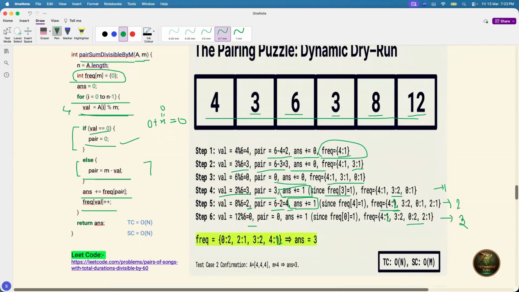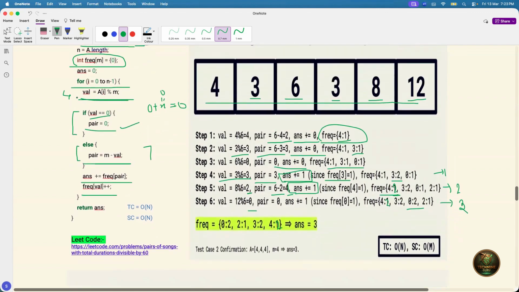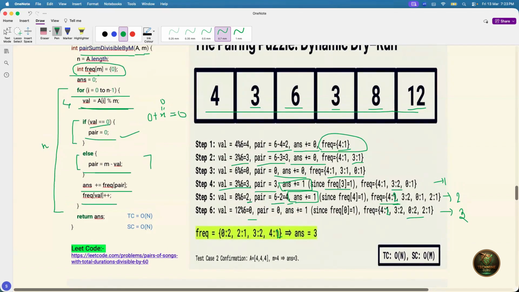So this is a LeetCode problem. The link I have mentioned in the description. And also you can see that since we are running one for loop, from i equal to 0 to n minus 1, our time complexity is O of n, and we are taking one extra hash map, so our space complexity will be O of m.